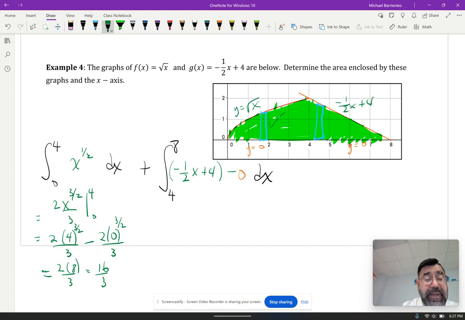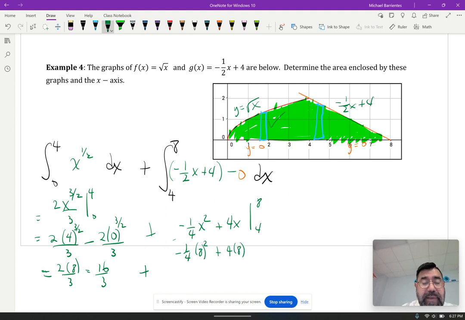Now I need the second part. So we're going to add on the next part. So I'm going to take the antiderivative. So the antiderivative is negative 1/2 x squared over 2 plus 4x. I'm multiplying these two. We're going to evaluate that from 4 to 8. Just to fix this a little bit, this is negative 1/4 x squared. So I'm going to erase this and just say negative 1/4 x squared. So that when I substitute the 8, that'll be the first part, minus substitute the 4. And substitute the 4, that's going to be the second part.